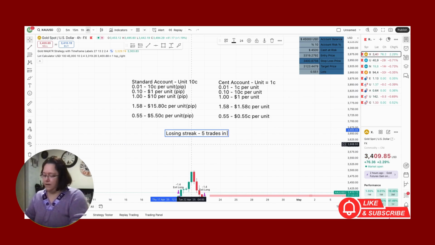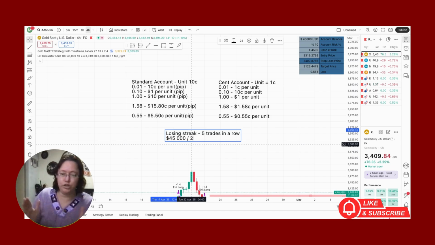5 trades in a row. Right, so this is how I work out my risk on my $45,000 account. I take my $45,000 account and first of all, I divide it by 2, because I'm only going to use half of my account. So I'm going to show you how I get to 10%.